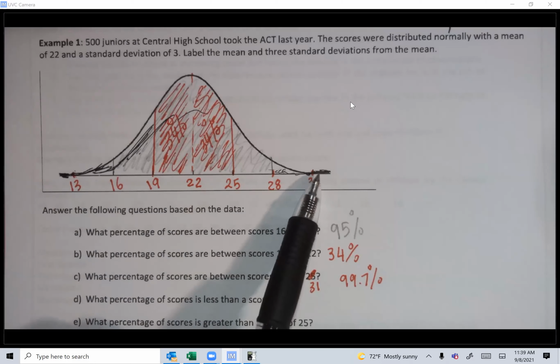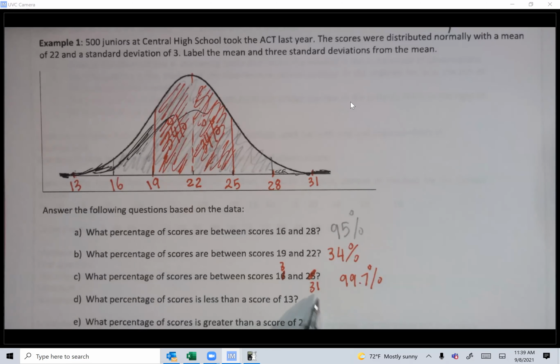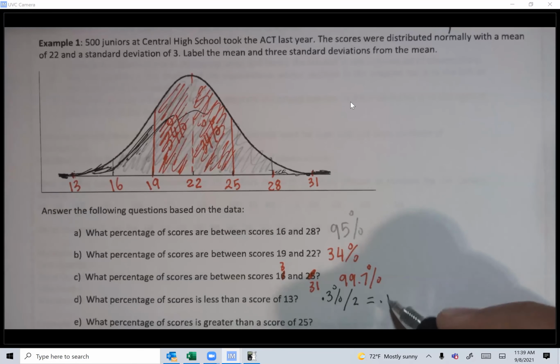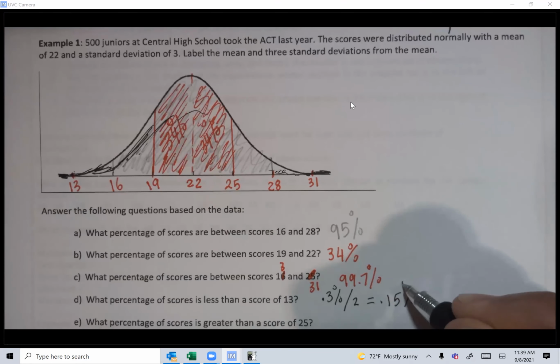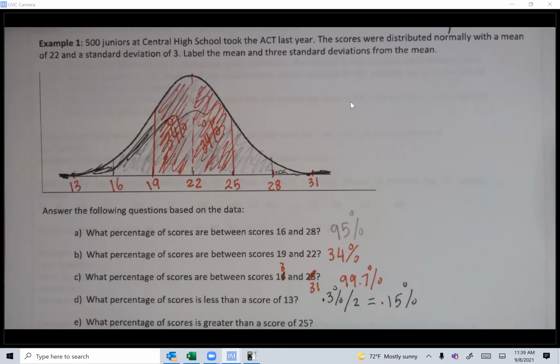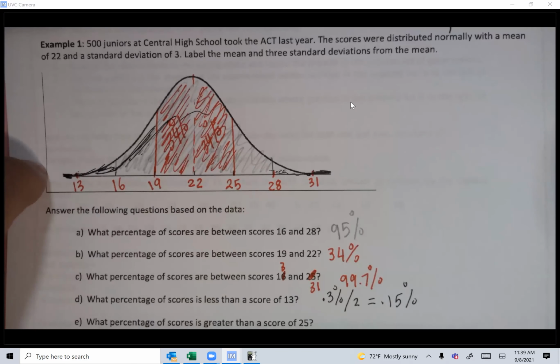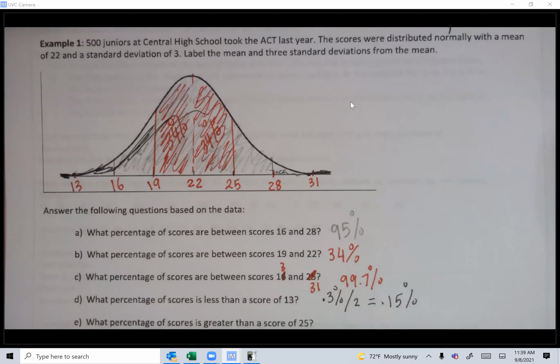But remember, the 0.3 is split up between the right tail and the left tail. So what do you think I'm going to do with the 0.3 here? Divided by what? By 2. So it will be 0.3% divided by 2, which is 0.15%. And these are the outliers, guys. Anything above 31, anything below 13 is going to be an outlier. It's beyond 2 standard deviations from the mean.